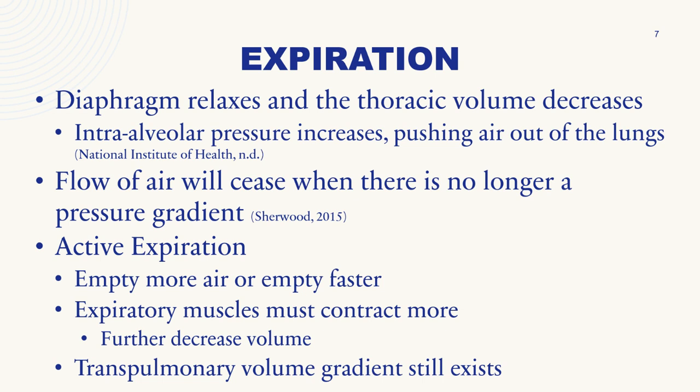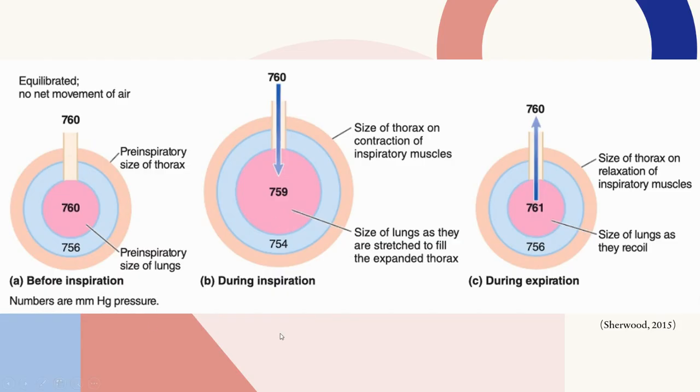Intrapleural pressure is going to exceed atmospheric pressure here, but our lungs aren't going to collapse. And this is due to that transpulmonary pressure gradient that I mentioned earlier because that gradient still exists. And this is because the intraalveolar pressure also increased here. So our lungs are going to stay stretched and fill the thoracic cavity, and we're still going to stay around that 4 millimeters of mercury gradient.